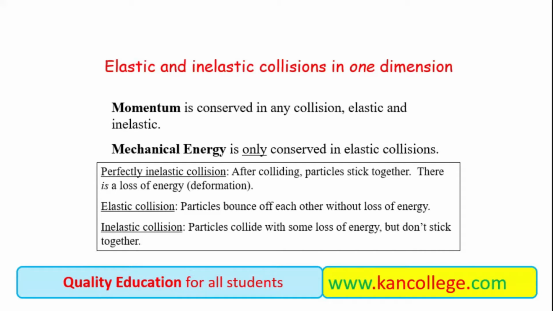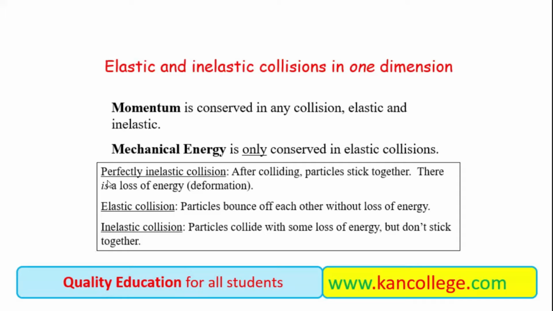Elastic and inelastic collisions in one dimension. For the sake of elastic and inelastic collisions, we should analyze two parameters: momentum and energy, that is, mechanical energy or kinetic energy. It should be remembered that momentum is conserved in any collision, elastic and inelastic, but the mechanical energy is only conserved in the elastic collision.